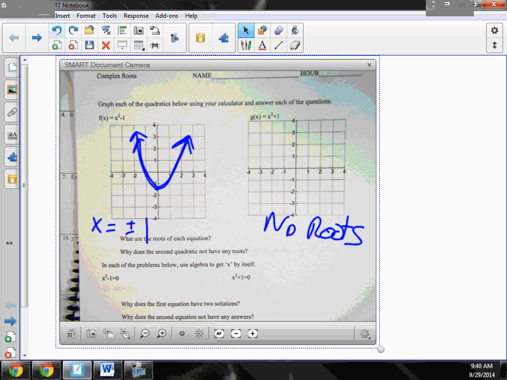Now that plus 1 moves the graph up and down, or the minus 1. If there was an x term, like x squared minus 5x, that would shift it left and right. It's more complicated than that, but basically that's what goes on.